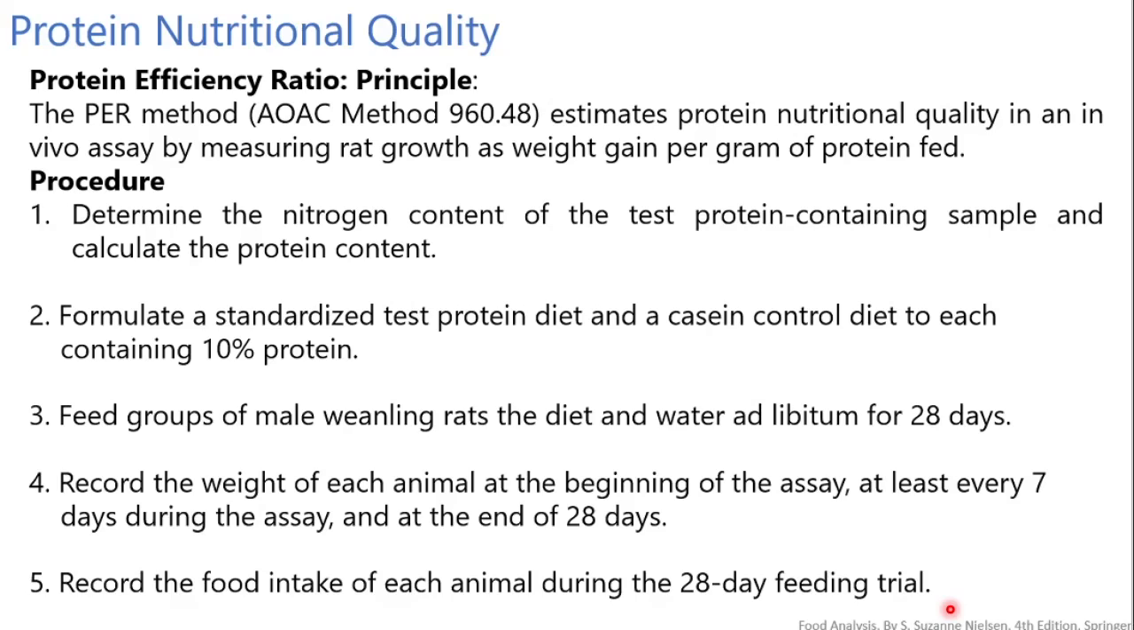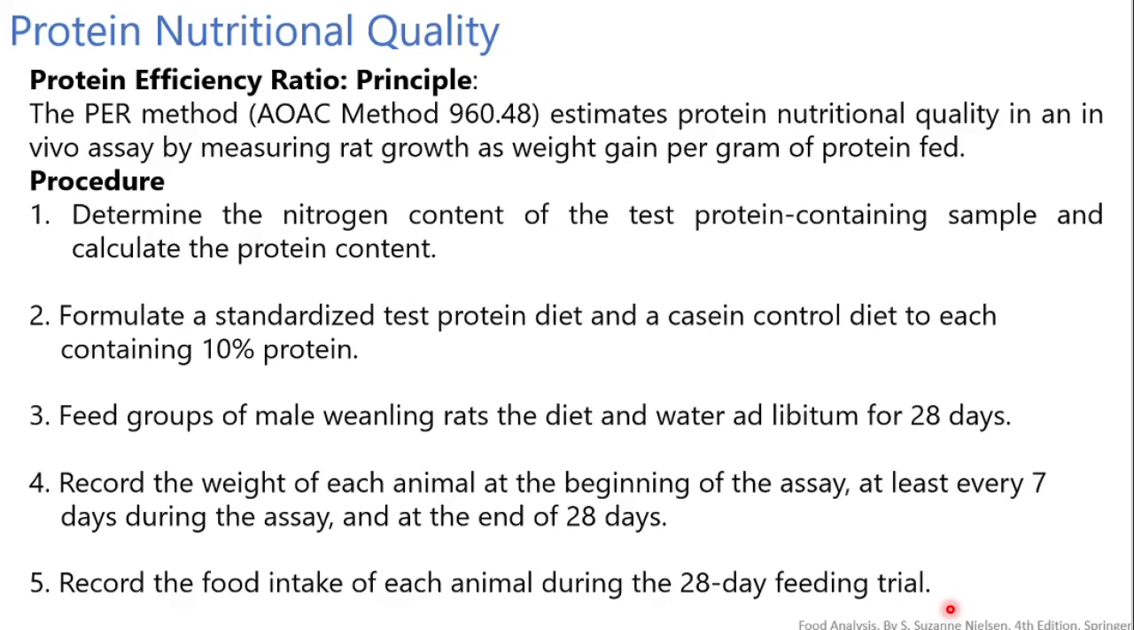Determine the nitrogen content of the test protein containing sample and calculate the protein content. First we have to formulate a standardized test protein diet and casein control diet, each containing 10% protein. Similarly, we have to provide 10% of the given protein diet. Then feed groups of male weanling rats the diet and water for 28 days. Record the weight of each animal at the beginning of the assay and at least every 7 days.